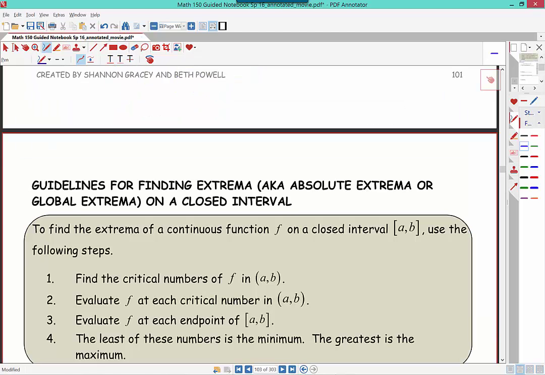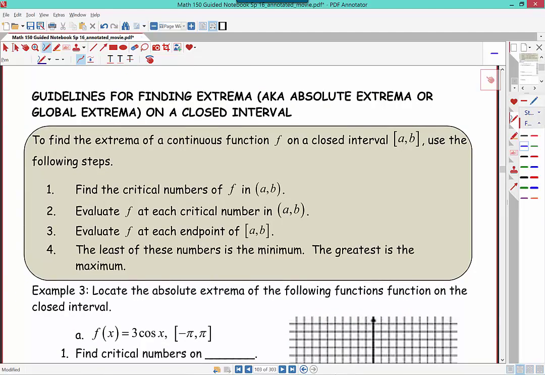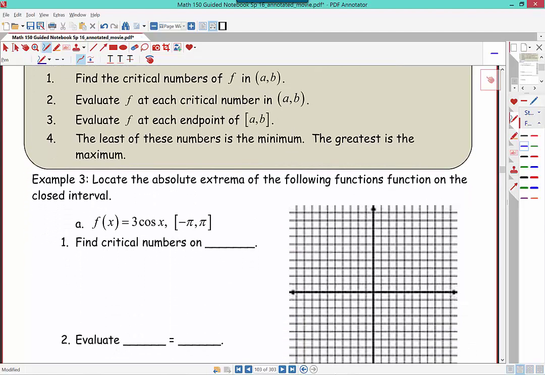Okay. All right. So, guidelines for finding extrema, which remember is also known as absolute extrema or global extrema, on a closed interval. First, find the critical numbers. That's where you might have a turning point in the graph. Evaluate the original function at each critical number, in the open interval, not including the endpoints, because we evaluate the endpoints in the next step. And then the biggest number is the maximum. The smallest number is the minimum. So let's check this guy out and see what we get.